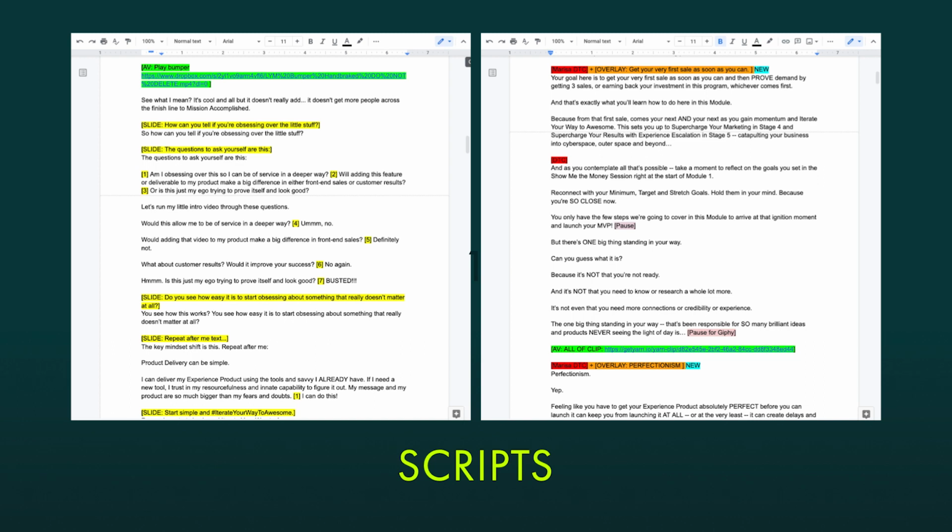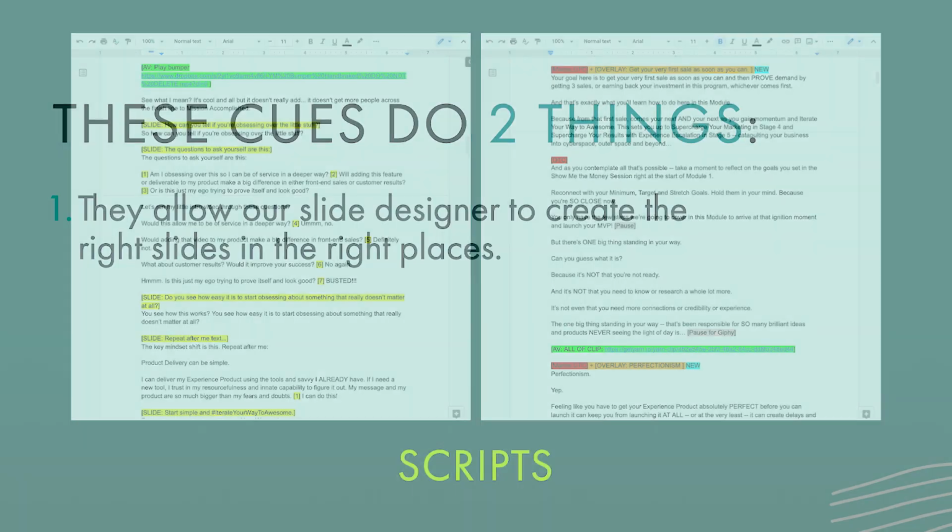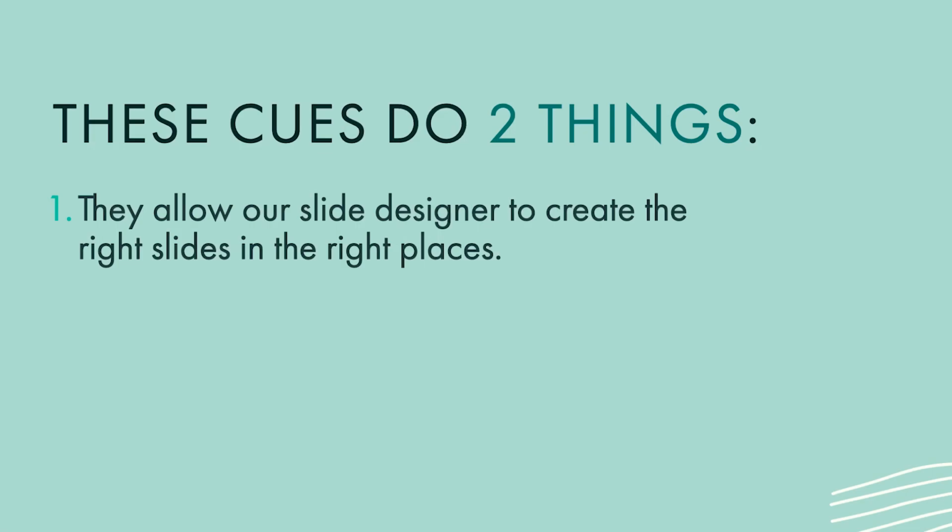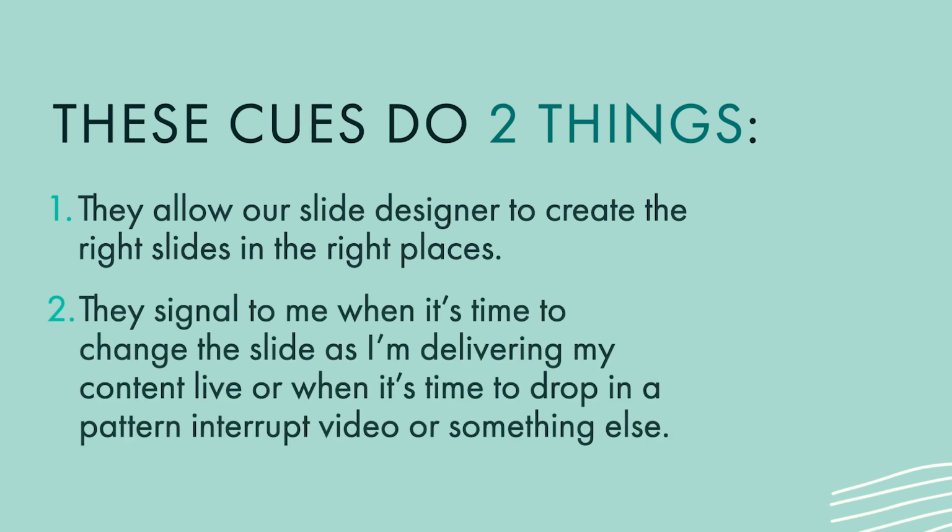Now, here's an example of one of my actual Google Doc scripts. After I finish scripting, I go back and I add in slide and video cues, and you can see the slide cues highlighted in yellow and the video cues highlighted in red. These cues do 2 things. First, they allow our slide designer to create the right slides in the right places. And second, they signal to me when it's time to change the slide as I'm delivering my content live, or when it's time to drop in a pattern interrupt video or something else.